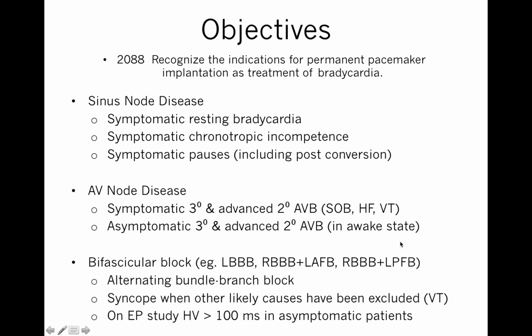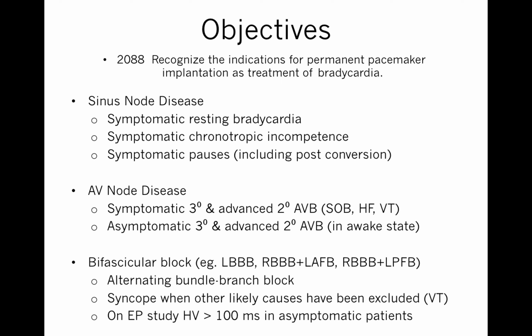Regarding bifascicular block, so people with either a left bundle, a right bundle with a left anterior fascicular block, or right bundle with a left posterior fascicular block. Another presentation is alternate bundle branch block, so going from left to right bundle branch block. We only pace bifascicular block if there is syncope when other causes of syncope have been excluded. So if a person has left bundle branch block or right bundle and left anterofascicular block and develops syncope or alternating bundle branch block, then that's an indication for pacing. Otherwise, if they're asymptomatic, there's no need to pace them.